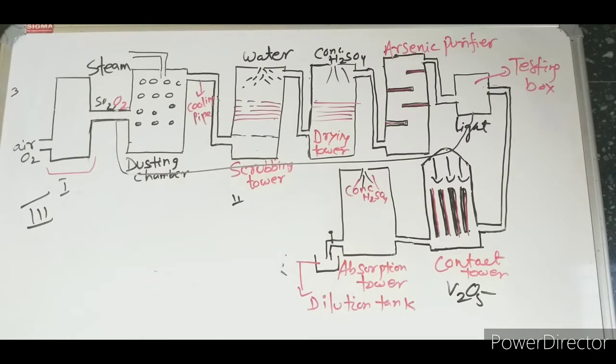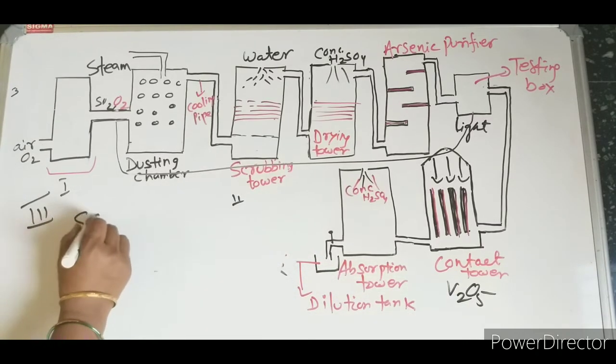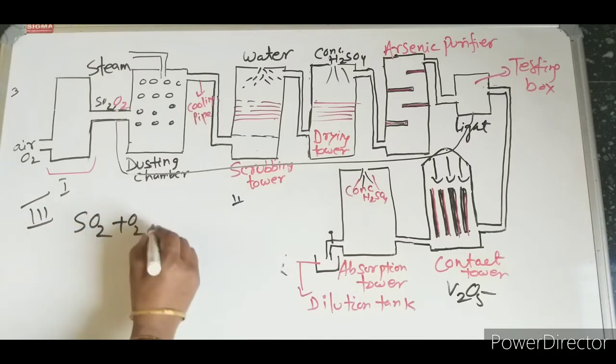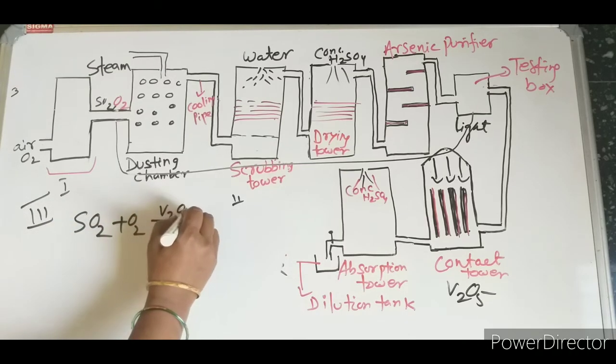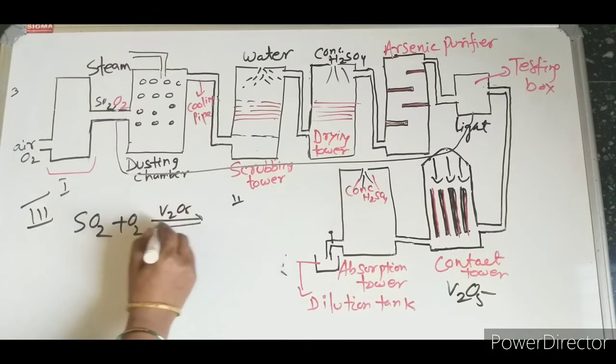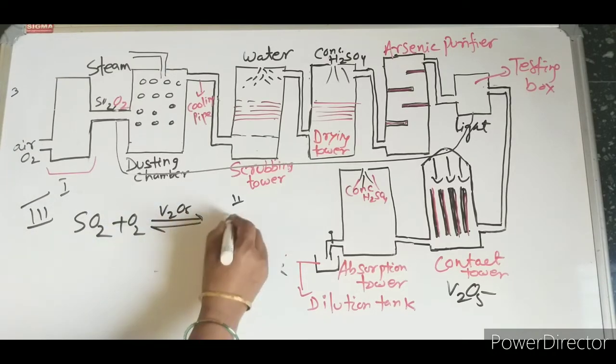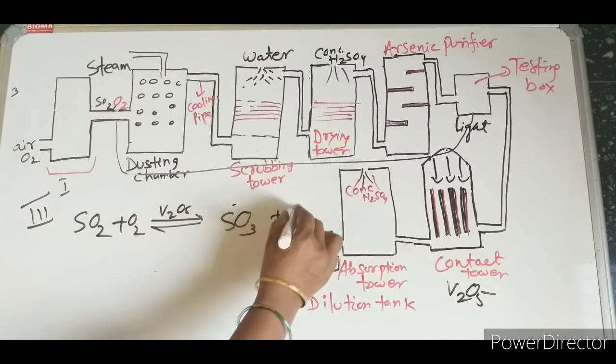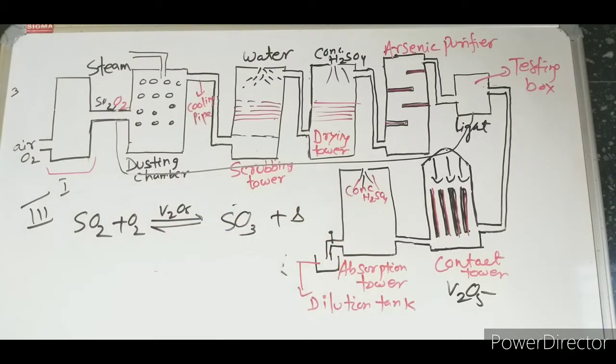this one will be the contact tower. So here what happens, sulfur dioxide along with oxygen in the presence of vanadium pentoxide. Here this one will be the reversible process. Here we are getting SO3 along with some amount of heat. It is an exothermic reaction, and here we have taken temperature as 450 degrees Celsius, and pressure is 1 to 2 atmospheric pressure.